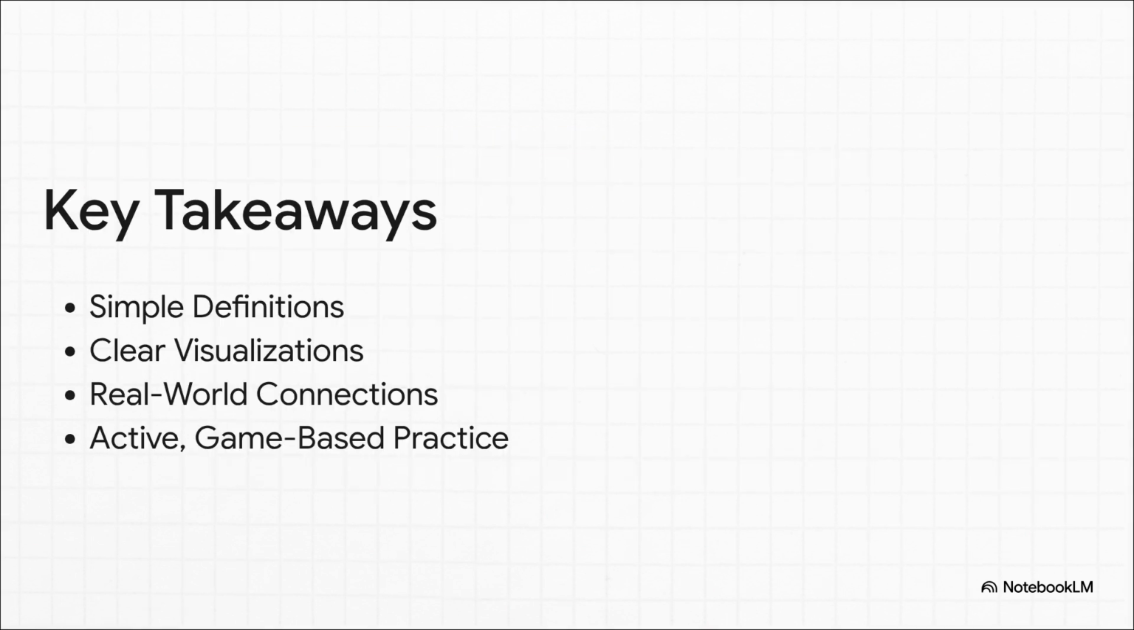This isn't passive learning, it's active practice, and that is everything when it comes to mastery. So when you put all the pieces together, you can see the genius here. It isn't just one thing, it's the combination of these 4 killer strategies. It starts with dead simple definitions. It uses clear visuals to make abstract ideas real. It creates strong connections to the real world, and it uses fun, active games to make sure the knowledge sticks.